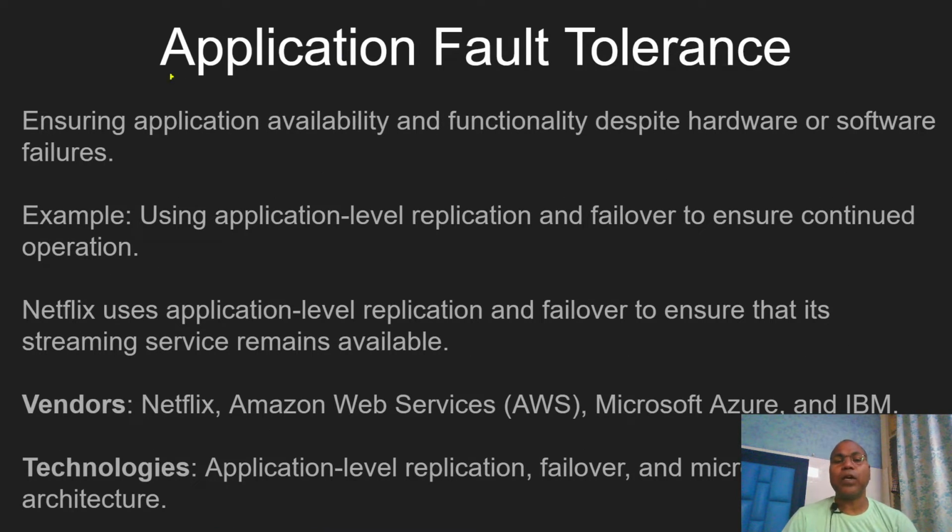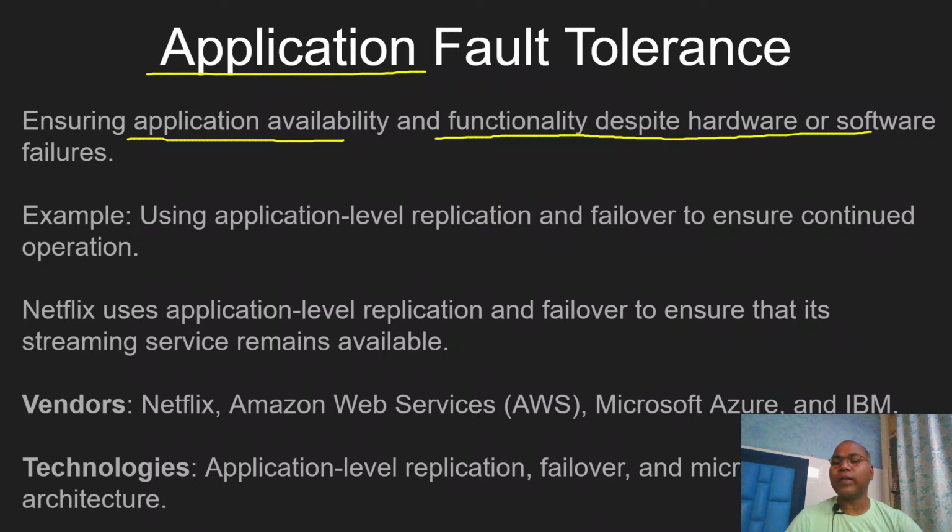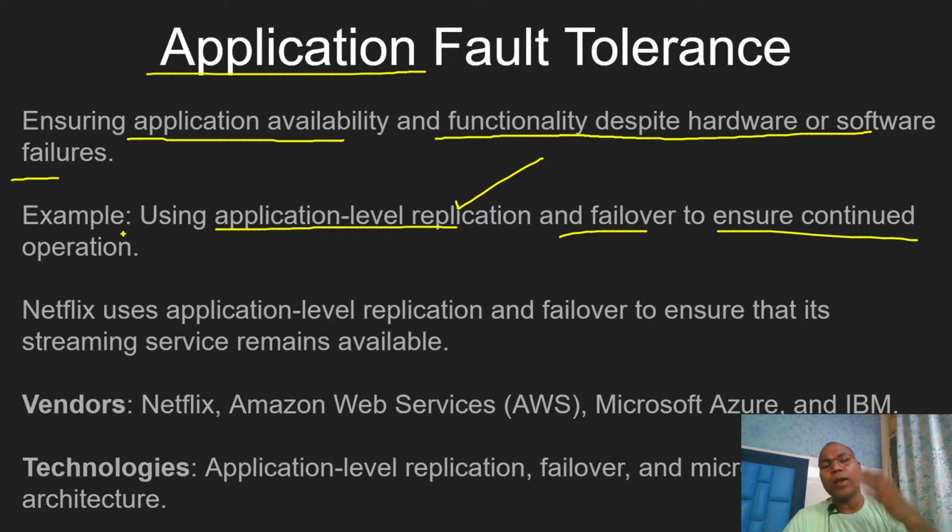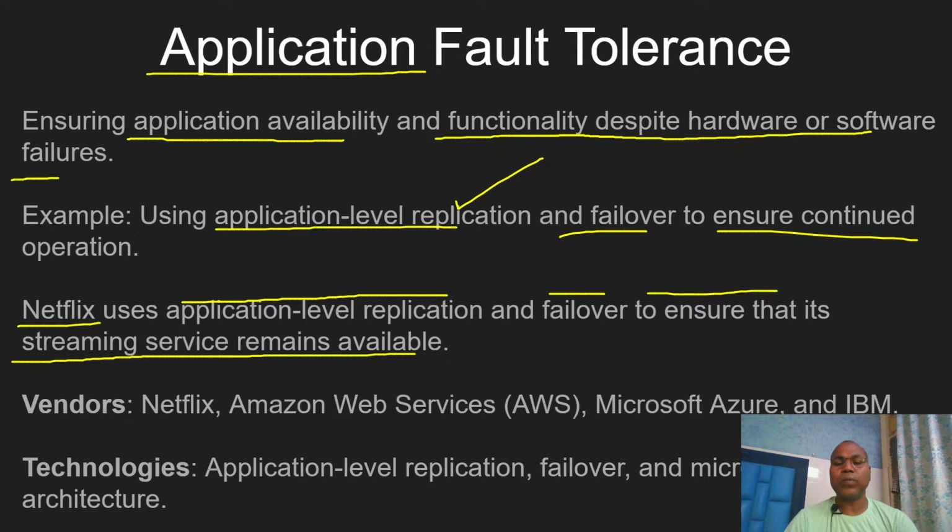Similarly, if you are deploying your applications, you must ensure application availability and functionality despite hardware and software failure. Whatever kind of failure happens, our application should also remain available and running. So you can use application level replication or failover to ensure continued operation. So fault management has to be applied at each layer. Even Netflix already uses application level replication and failover to ensure that streaming services remain available.